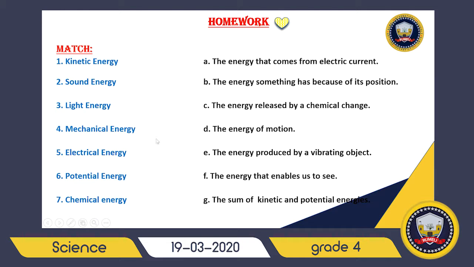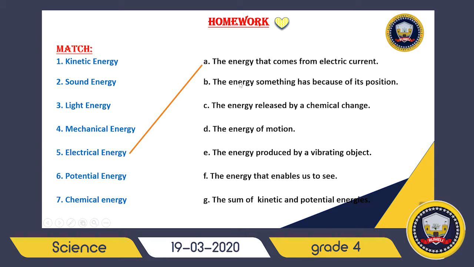Match. Let me remind you. Here is the definition of each form of energy, and here are the forms of energy. I have said before, it's easier to start from this column. So let's start with the first one. The energy that comes from the electric current. Here is a keyword in each sentence, in each definition of each form of energy, which makes it easier for you. For example, the energy that comes from the electric current. We have said before that the energy coming from the electric current is called electrical energy.